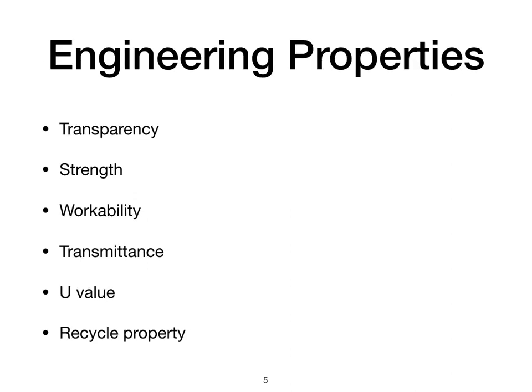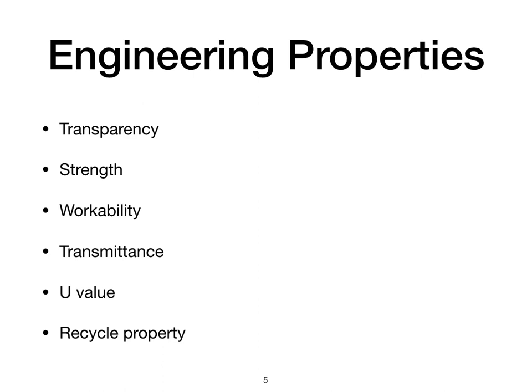Engineering properties of glass. Transparency of glass is the main property which allows the vision of the outside world through it. The transparency of glass can be from both sides or from one side only. Strength of glass depends on the modulus of rupture value. In general, glass is a brittle material, but by adding mixtures and laminates, we can make it stronger.